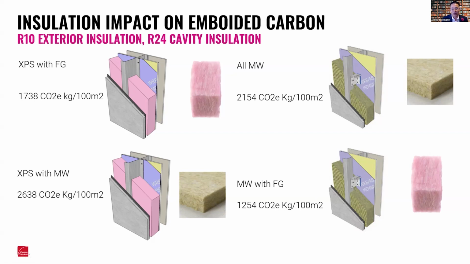And just to give you a rough idea of what these examples reference: if you're at about 1,254 kilograms of carbon emissions, that's the equivalent of about 534 liters of gas. If you're at about 2,154, like the all mineral wall, you're at about 918 liters of gasoline. So that's how much fuel, potentially, or carbon you're emitting based on these types of assemblies over these 1,000 square feet, or 100 square meters.